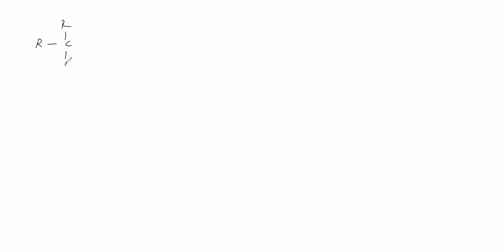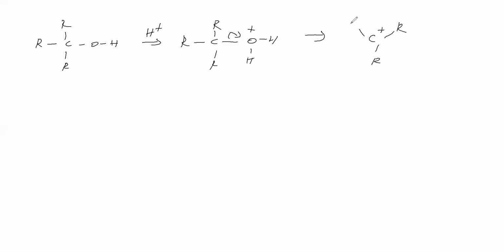Okay, so we'll take a tertiary alcohol. First it is treated with acid. Since it is a tertiary alcohol, it converts into a carbocation. Then X minus attacks this, therefore we get a tertiary halide.